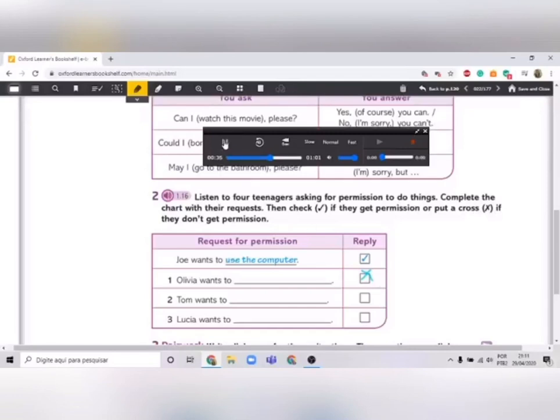Number 2. 2, May I use the phone for a moment, Mr. Martinez? I have to call my dad. Yes, of course, Tom. The phone's in the kitchen.